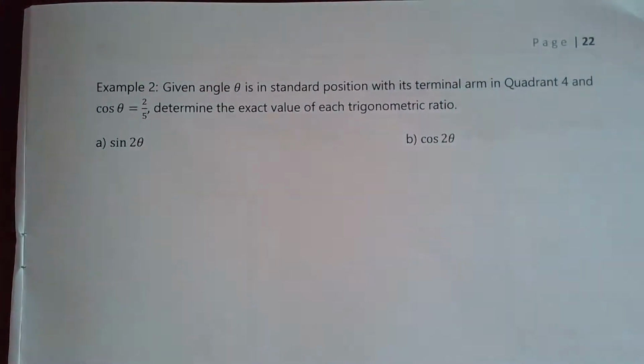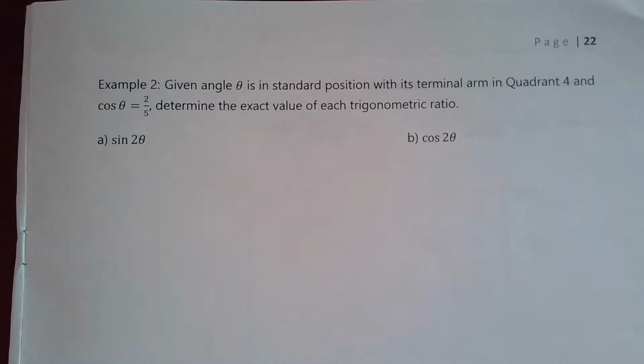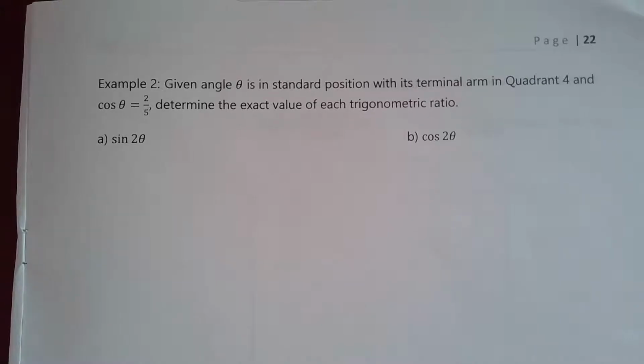Example number 2 says: given angle theta in standard position with the terminal arm in quadrant 4. Okay, so now they're telling us this is a different picture. It's the angle, but now it's in quadrant number 4. And it says the cosine is 2 over 5.